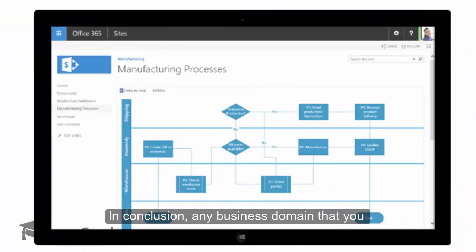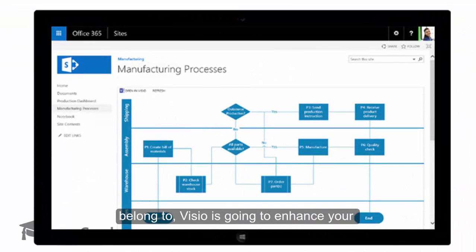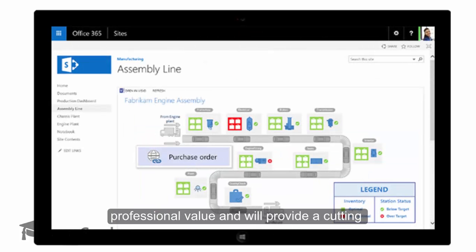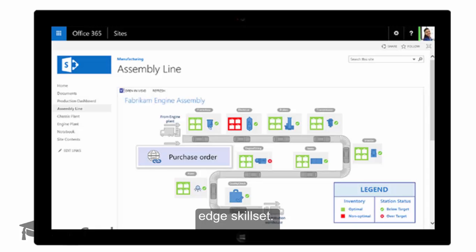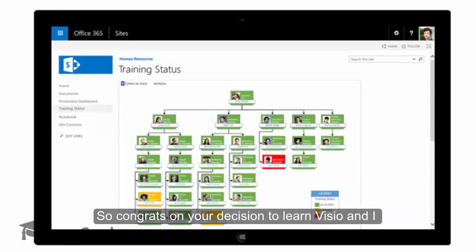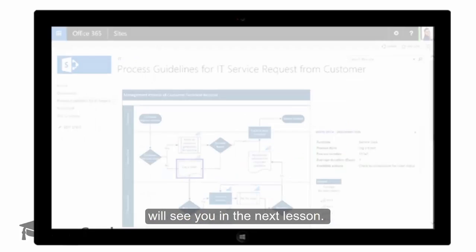In conclusion, any business domain that you belong to, Visio is going to enhance your professional value and will provide a cutting-edge skill set. So, congrats on your decision to learn Visio, and I will see you in the next lesson.